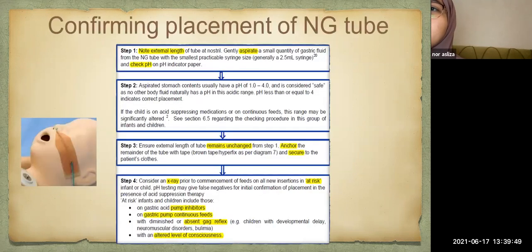Okay, confirming the placement of the NG tube. Firstly, note the external length of the tube at the nostril. Gently aspirate a small amount of gastric fluid and check it with pH paper.